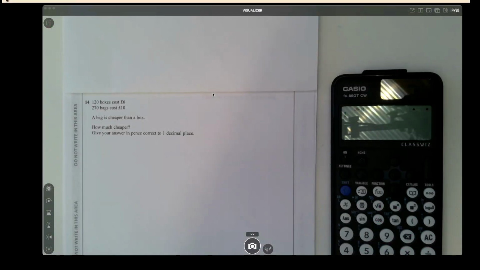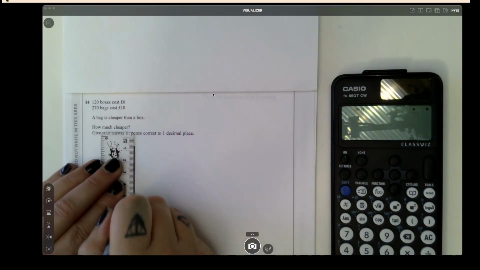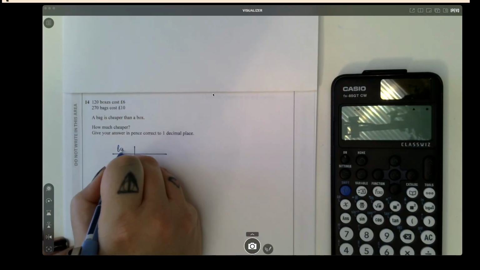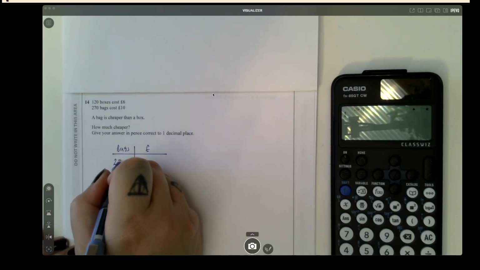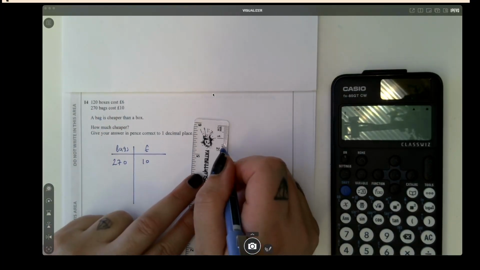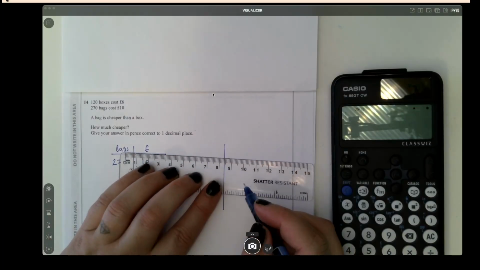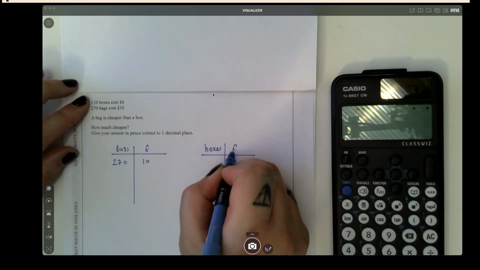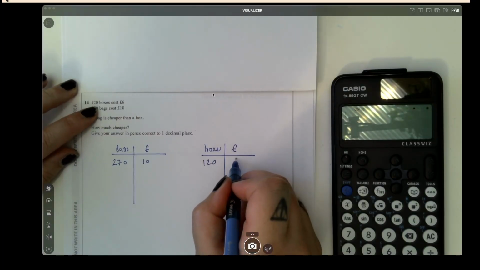Question 14. 120 boxes cost £6. 270 bags cost £10. A bag is cheaper than a box. How much cheaper? Give your answer in pence correct to 1 decimal place. Okay, so if we've got bags and their price, so 270 bags is worth £10. That's what it tells us here, look. And then if we've got boxes and price, 120 boxes is £6.